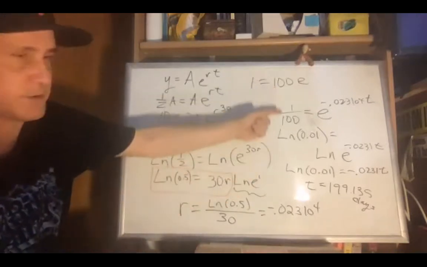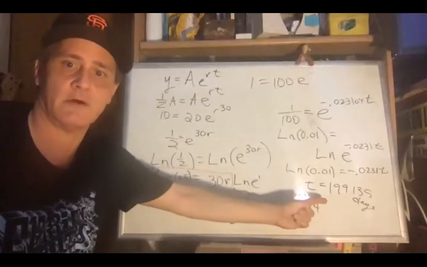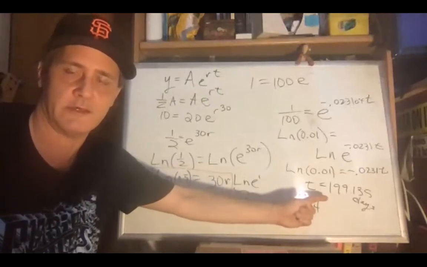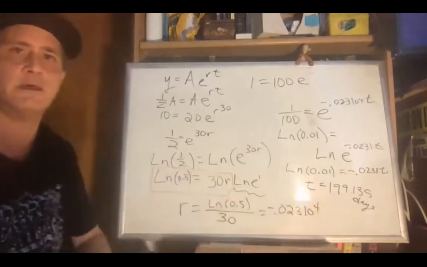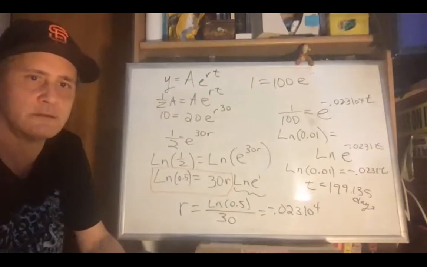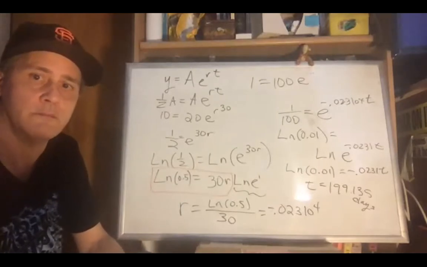But imagine if this was 30 years. This would be how long we'd have to wait just to have 1% left. So again, the issues with radioactive waste are just inescapable. You don't know what to do with it. Okay, everybody all right with that?